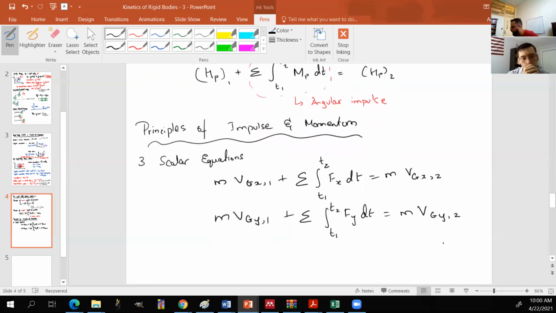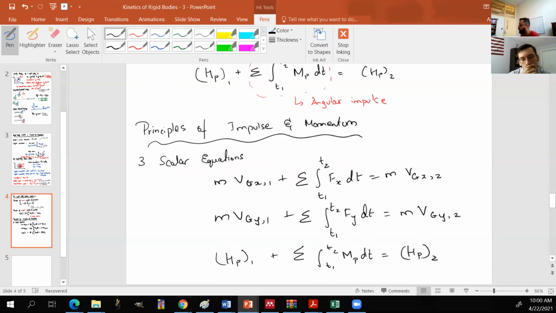And similarly, for your angular momentum, pick a point. You can't pick multiple points. You can only get 1 moment equation. Remember, this is what we learned in statics. Seems like eons ago. So your angular momentum in position 1 plus your angular impulse due to all the moments acting on the body about that point P is equal to your final angular momentum.